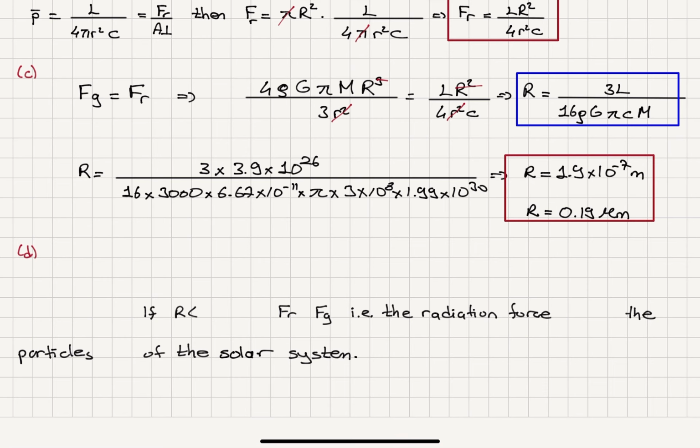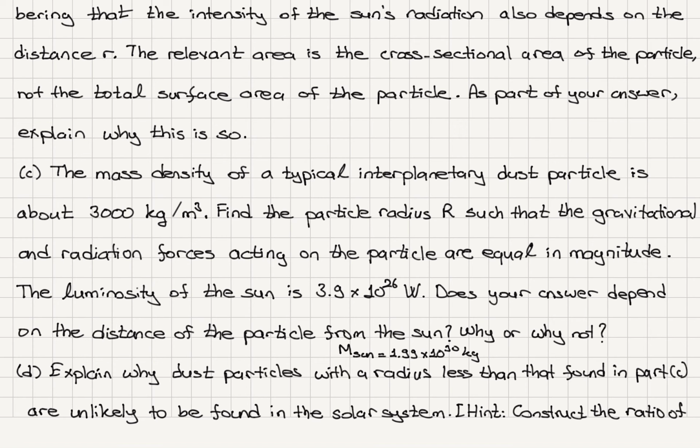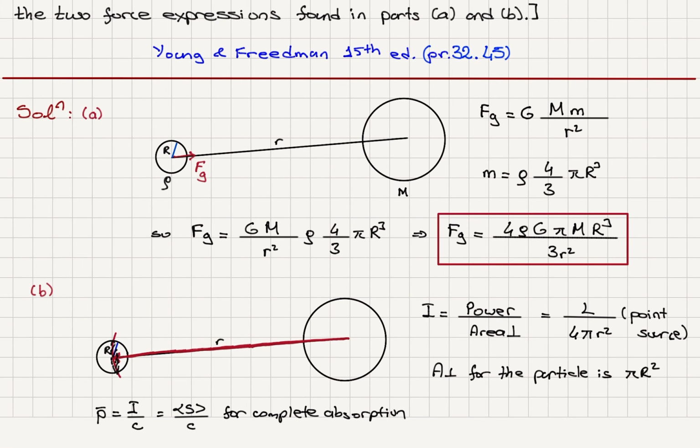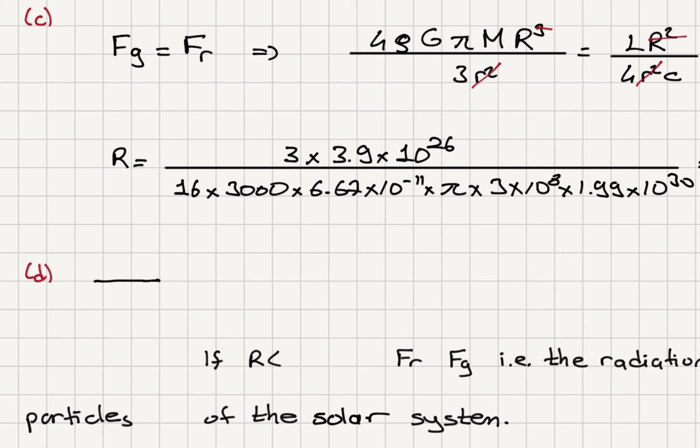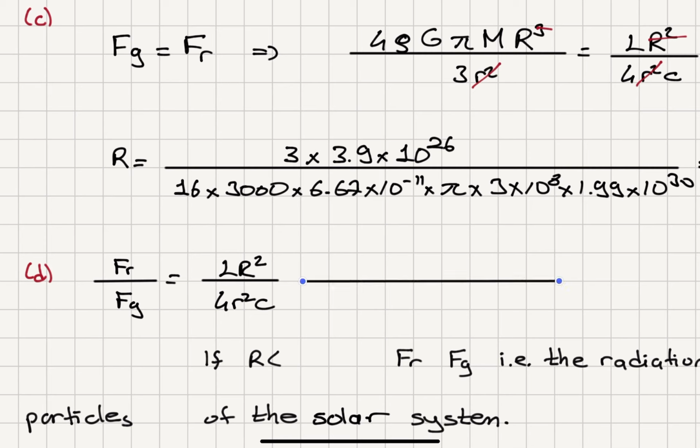All right. And let's move on to part D. Explain why dust particles with a radius less than that found in part C are unlikely to be found in the solar system. Construct the ratio of the two force expressions found in parts A and B. Okay, let's take a look at the ratio of the radiation force to gravitational force, Fr to Fg ratio. It is capital L r square divided by 4r square c. Then we have 1 over the gravitational force, 3r square, 4 rho g pi, mass of the sun, capital R cube.